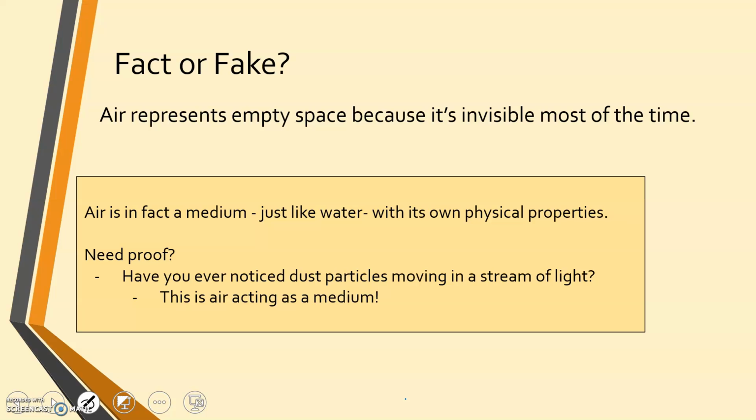So, for proof that you can see in your own home, have you ever noticed dust particles moving in a stream of light? So if you've ever looked through open blinds and the light is coming through and you can see the little dust particles in the air, that means that air is a medium. So the air is acting as a medium to hold those particles in the air. So air is not empty space. Empty space would be outer space or a vacuum in a laboratory.